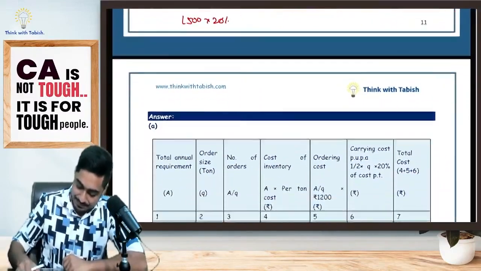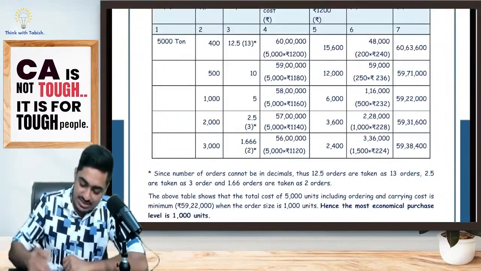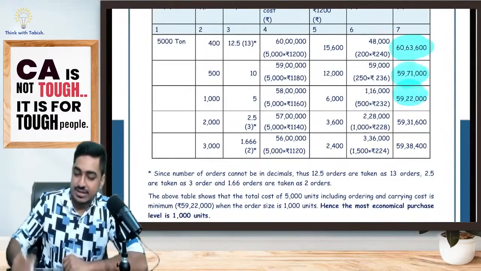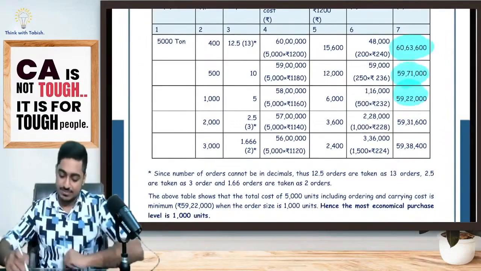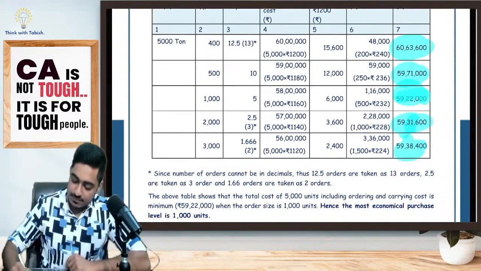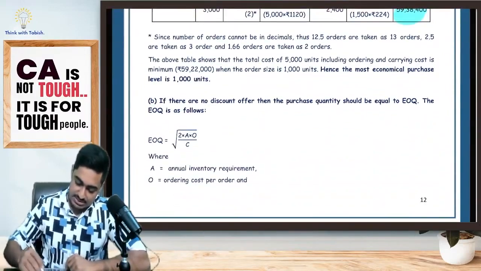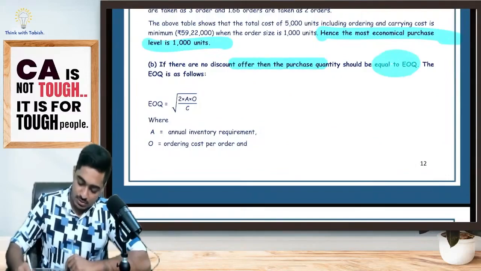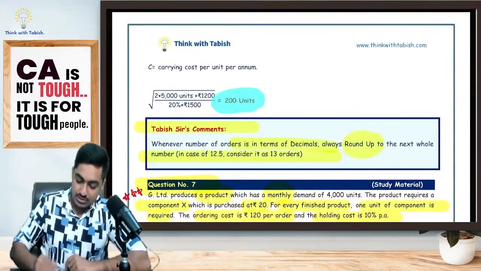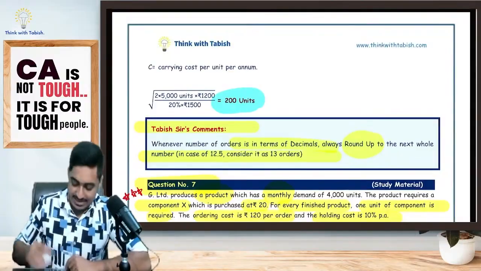Okay. Let's see the solution also. ICAI has done the solution this way, we have done it this way. Okay, same answer: 59,22,000. Most economical ordering level. If there is no discount, go for EOQ, which is 200 units. Is this clear, everyone?